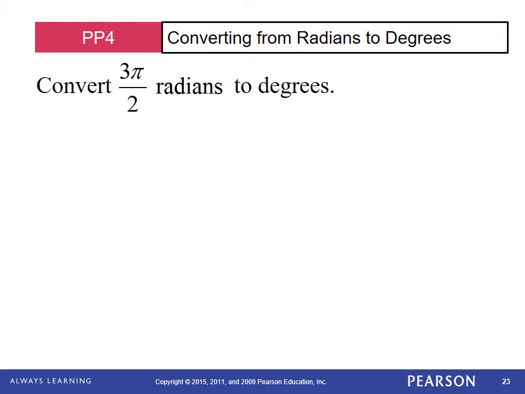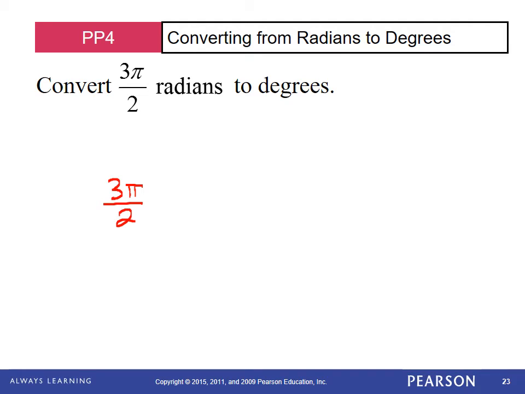All right, so our turn. Here it is. All yours. Go for it. Can you convert 3 pi over 2 radians to degrees? All right, let me start as well, if you haven't done already and you're waiting for me here.